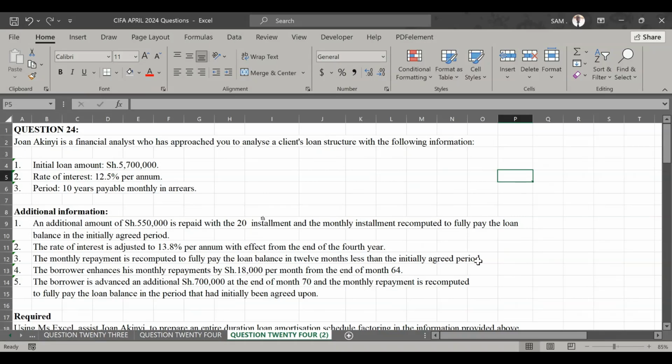The only thing is that the examiner is just trying to twist and turn just to make it difficult and to make your life difficult. But then we are here to unlock all those tricks that the examiner is trying to employ in this case. Now, this question is about loan amortization, but it is not your usual loan amortization that you are used to. Why am I saying that?